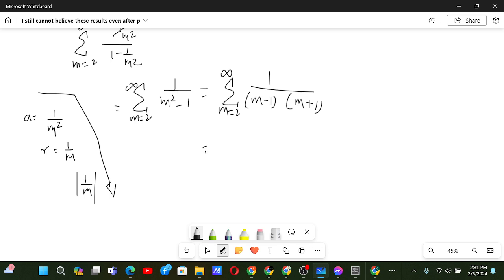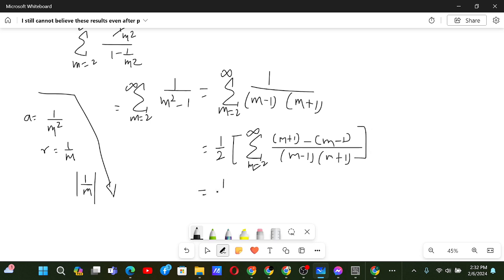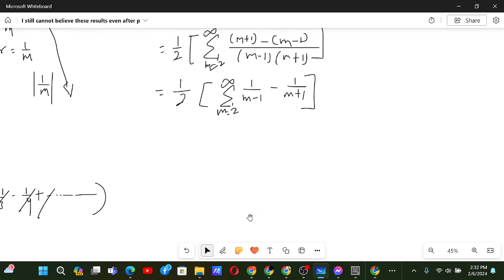So basically if we introduce 1 by 2 over here, we can write this as m plus 1 minus m minus 1, by m minus 1, m plus 1. Now this is just 1 by 2, sum from m equals 2 to infinity, of 1 by m minus 1 minus 1 by m plus 1. Okay, now just evaluate this telescoping sum and we get the answer.